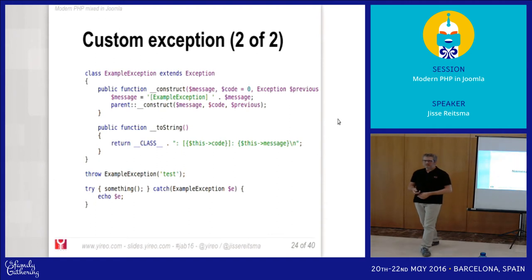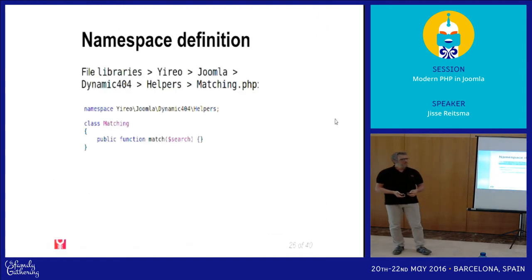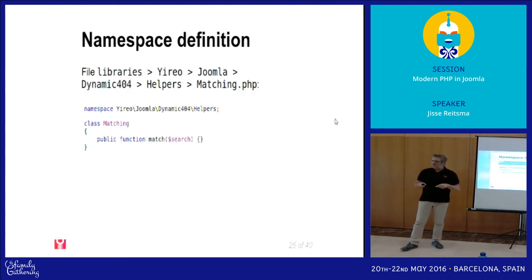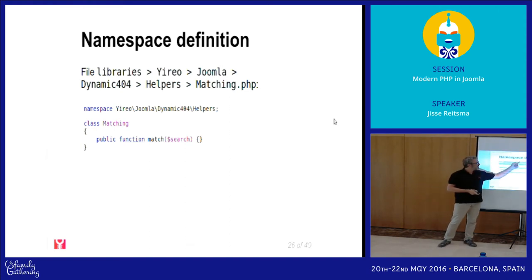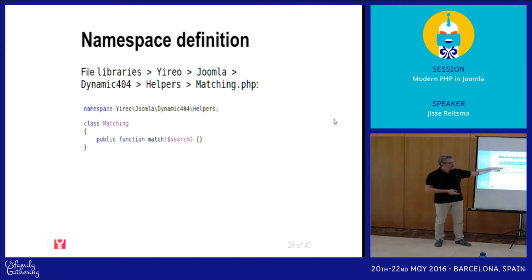Cool. Namespaces. If you're new to it, it's a kind of complex thing first of all, but what I always say is, it's a virtual file system. So your file is containing a specific class. That class lives somewhere in the file system. And if that file system could be Joomla, helpers, matching, then the namespace could be equivalent to that very same path.